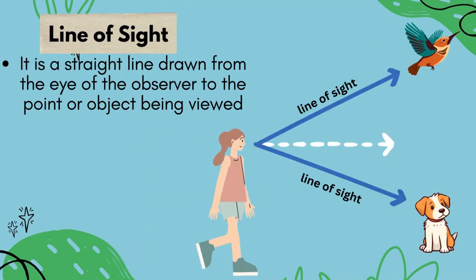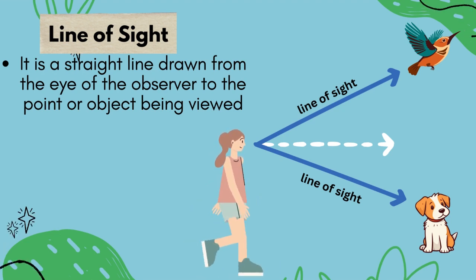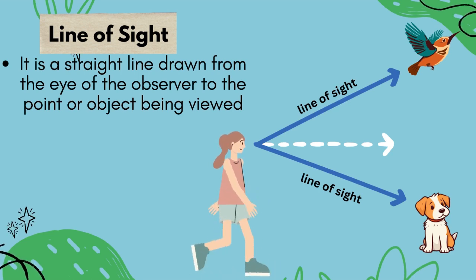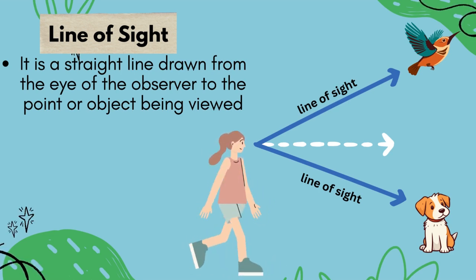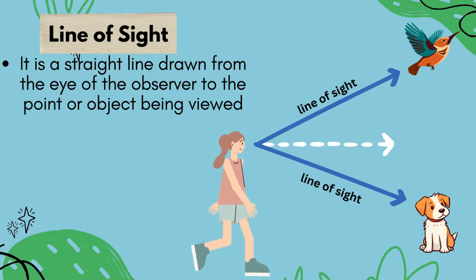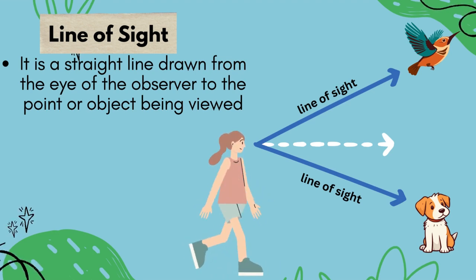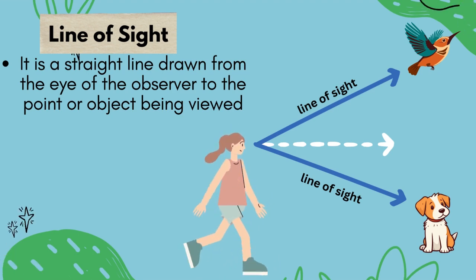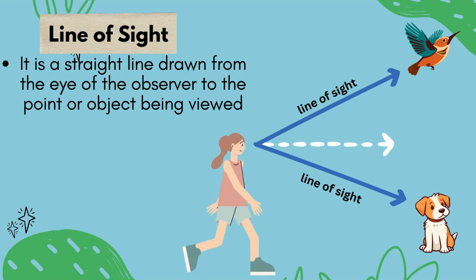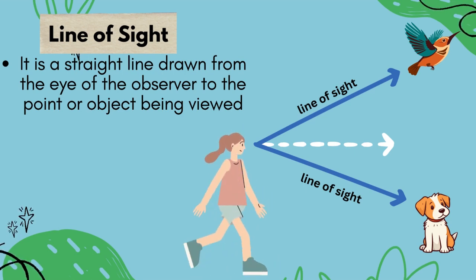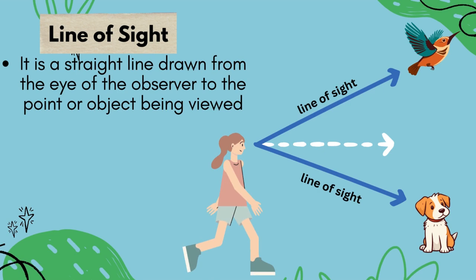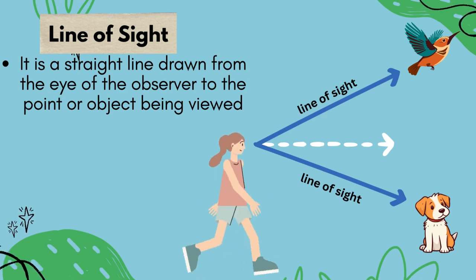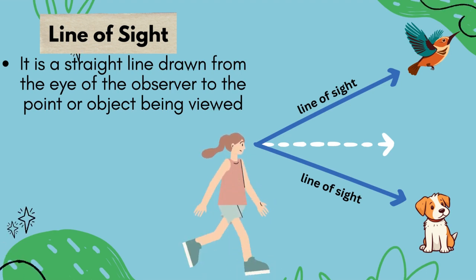Next is the line of sight. It is a straight line drawn from the eye of the observer to the point or object being viewed. Suppose this is our observer, and we draw a horizontal line of sight. For example, she saw an object, like a bird. When she looked at it, it will also produce a line, which is the line of sight. Another example is if she saw a dog, it will also produce a line of sight. So the line of sight depends on the object being viewed. It is either above or below the horizontal line.